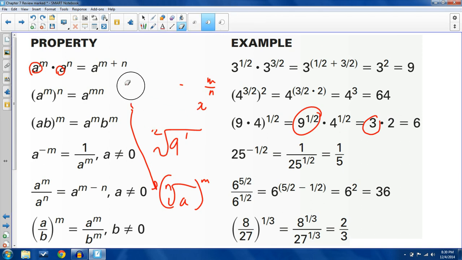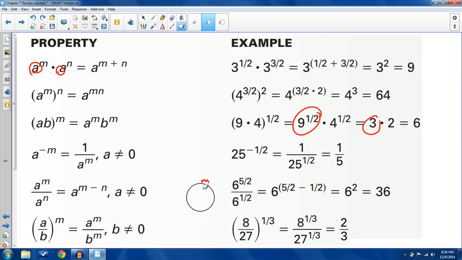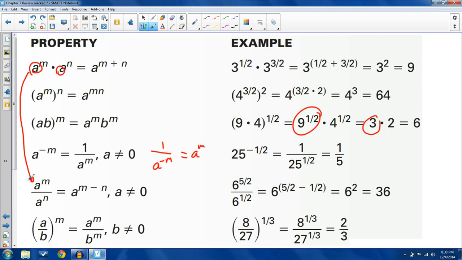a to the negative m, again, no negative exponents. That would equal 1 over a to the m, where a could not equal 0. On that note, you could also have 1 over a to the negative m, and that'll equal a to the m power. Okay, there's your example. Like this top one up here, they have a really distinct tie-in. When you divide something with the same base, you keep the base and you subtract the exponents right here. Obviously, a can't be 0 because you can't divide by 0.